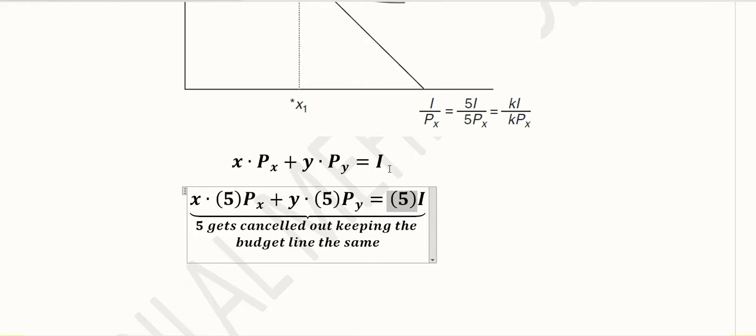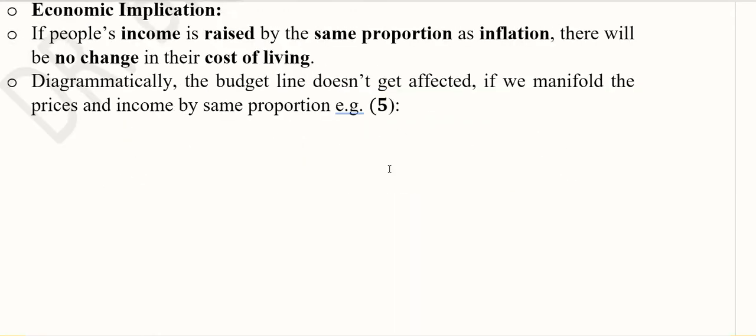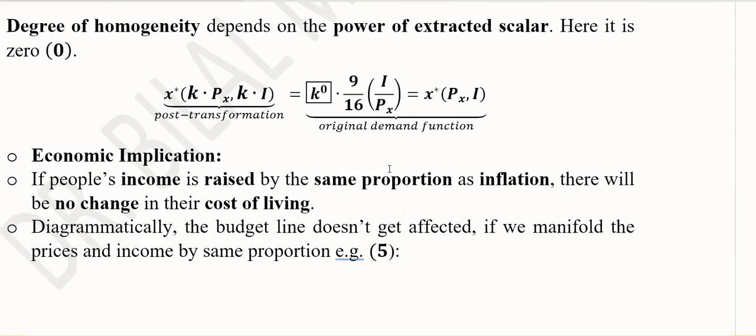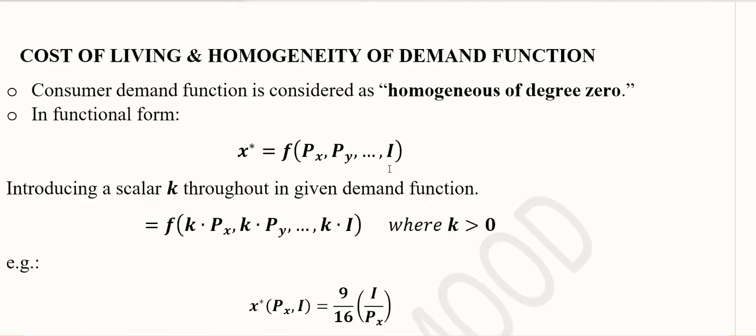So it means that the budget line is basically explaining this constancy of the cost of living of the individuals on the basis of this demand function, which is homogeneous of degree 0. This is how we can link the concept of cost of living diagrammatically and mathematically to make it a more concrete concept.